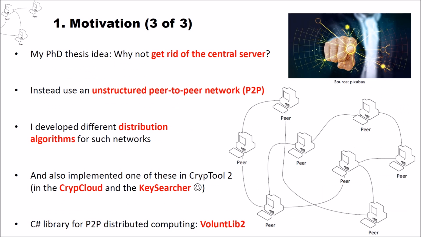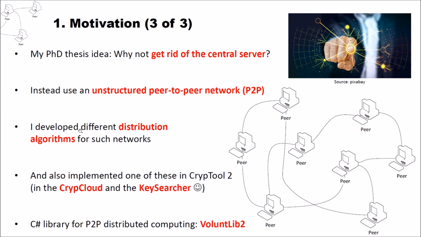Then, during my PhD thesis, I got an idea. Why not get rid of the central server? My idea was, instead of using a central server, to use a so-called unstructured peer-to-peer network. An unstructured peer-to-peer network you can see here on the right side. So you have different computers, the peers, and they are connected with random connections. So you have no clear so-called network overlay, for instance like with a Chord network where you have a nice ring, or with a server where you have a star network. With an unstructured peer-to-peer network, peers are just connected in a random overlay.